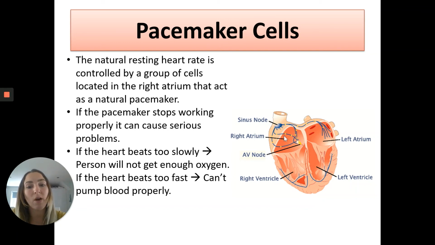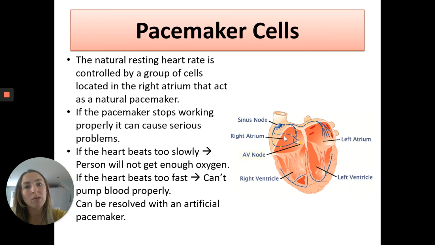So if the heart beats too slowly, then you're not going to get the blood pumped around, you're not going to get enough oxygen and therefore not enough energy. Also, if the heart beats too fast, then the blood can't pump properly. So again, you're probably not going to get the right amount of oxygen around the body.